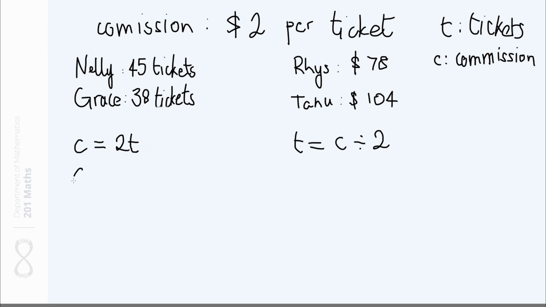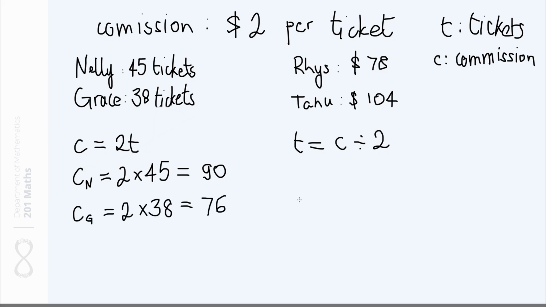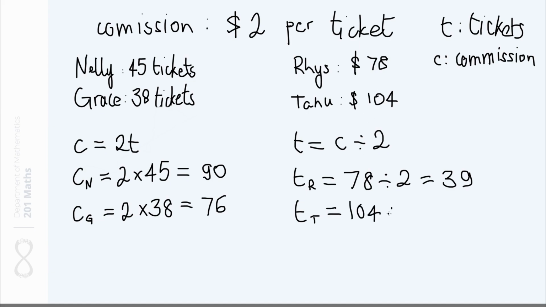If we solve for Nelly, let's say we have C subscript N, we get 2 times 45, meaning her commission is going to be $90. And for Grace, we get this. And for the cases where we know the commission, let's take T for Riz, which is going to be equal to C, which is 78 in this case, and we divide it by 2, which gives us 39. So now we know that Riz sold 39 tickets. And for Tanu, we take T and we put the subscript T for Tanu. C is 104. When we divide it by 2, we get 52.